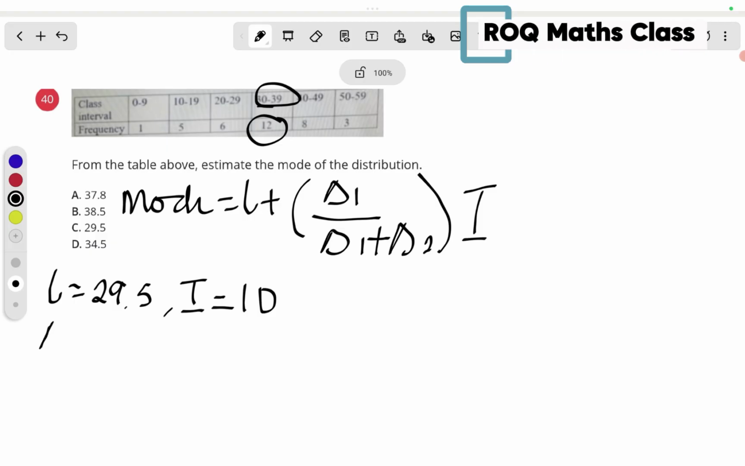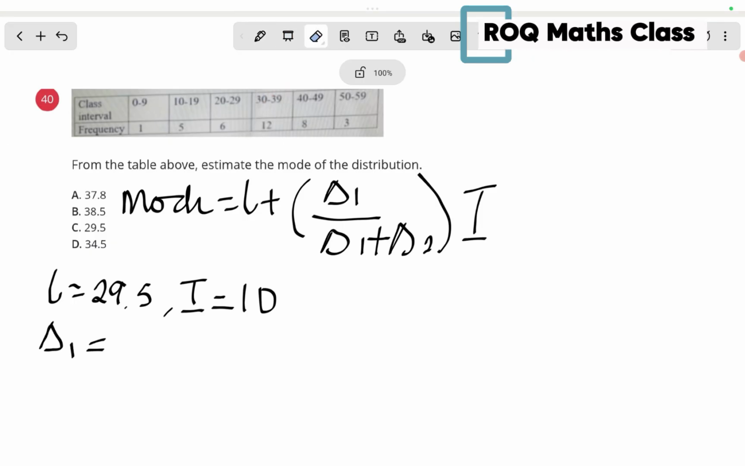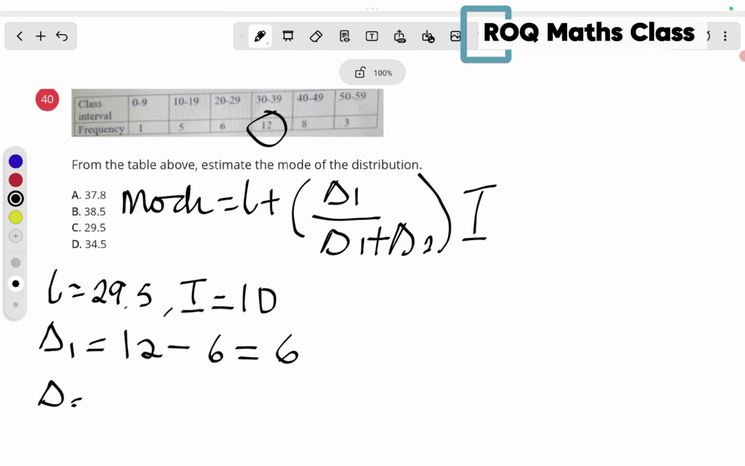Good. Our D1, which is the frequency of the modal class, is 12. Then 12 minus the frequency before it, which is 6, minus 6. This is equal to 6. Then our D2 is the frequency of the modal class, which is 12, minus the frequency after the modal class, which is 8. So we're going to have 4.